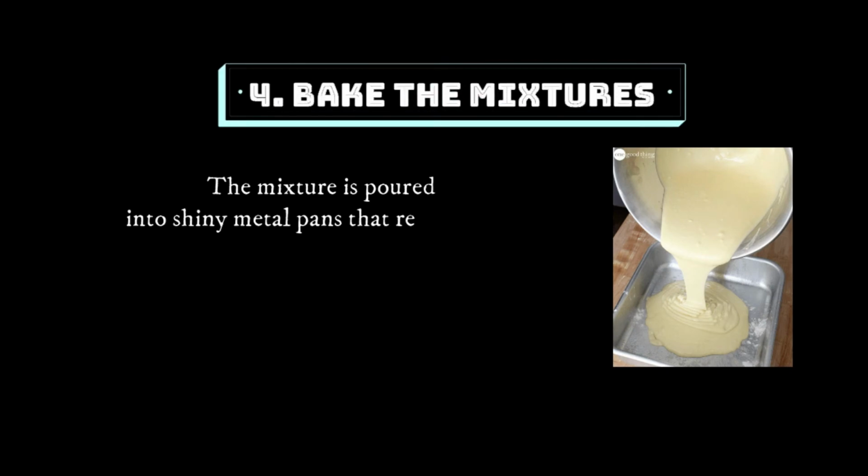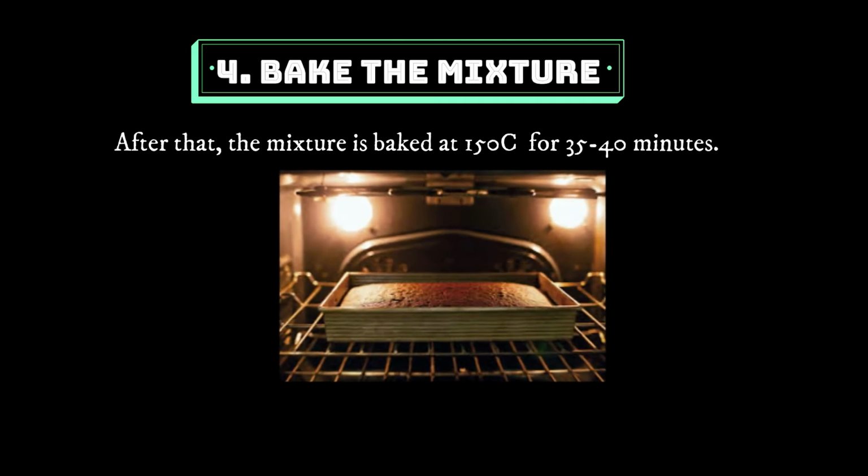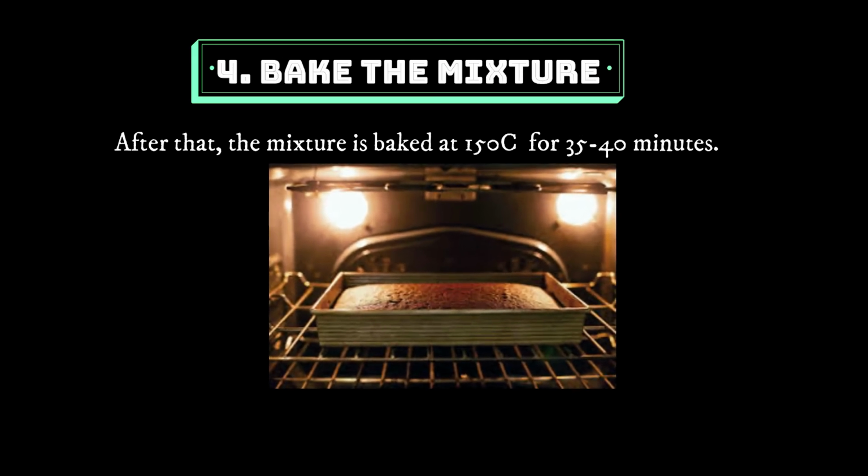After we mix the dry ingredients and the liquid, the mixture is poured into shiny metal pans that reflect heat in order to produce light browning and a soft crust. And after that, the mixture is baked at 150 degrees Celsius for 35 to 40 minutes. After that, it is time to test the doneness of the cake.